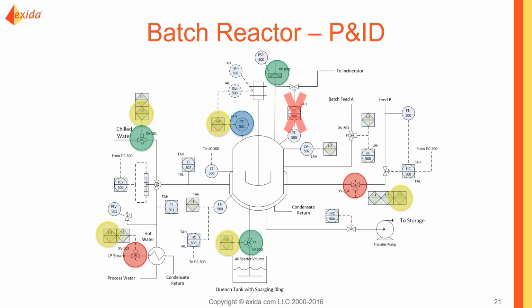Interlock 3 does many things. It cools down the reactor by opening the valve for the chilled water to come into the reactor jacket. It closes the valve for hot water to get into the reactor jacket. It also closes the valve for feed B to enter the reactor so that your exothermic reaction stops.